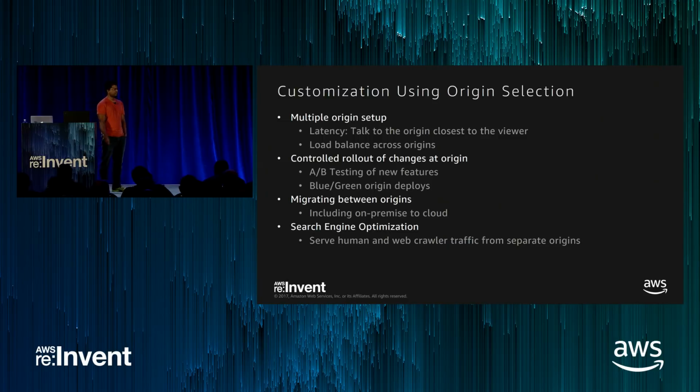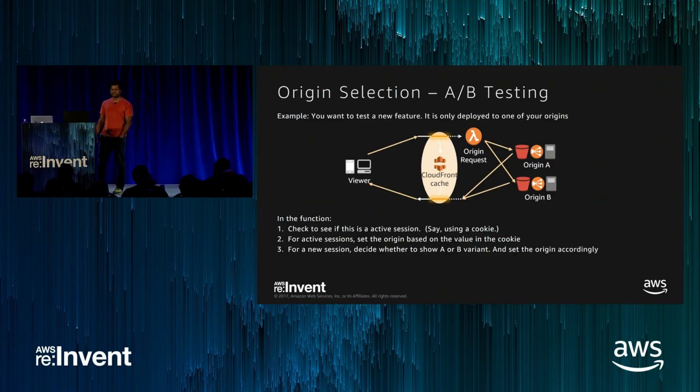And we've heard this from customers where sometimes crawlers are not good at following or doing JavaScript. So you may prefer to just give them a pre-rendered version. And so you could detect whether it's a crawler or a real human being and then send them to an origin accordingly. The way you do that is this logic only runs in the origin request event.